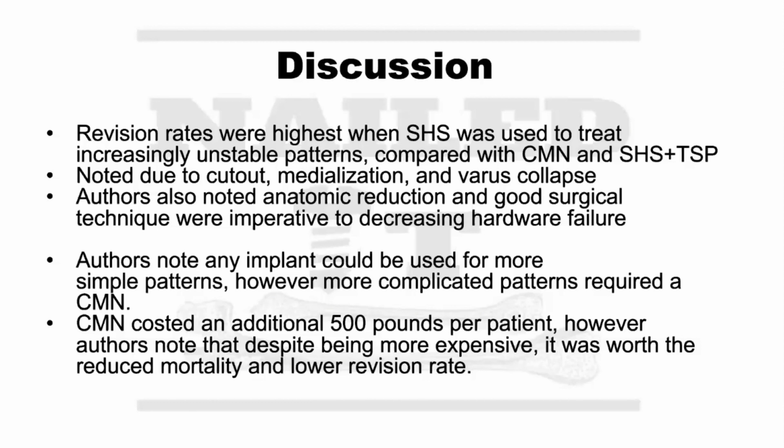Authors also noted that really the most important thing when treating these unstable intertrochs was anatomic reduction and good surgical technique to decrease any cause of hardware failure. They also note that any implant could be used for simple patterns. However, more complicated patterns required a cephalomedullary nail. In terms of cost, a cephalomedullary nail cost an additional 500 pounds per patient. However, authors note that despite being more expensive, it was worth the reduced mortality and decreased revision rate.